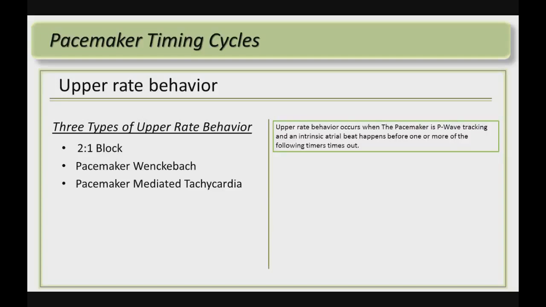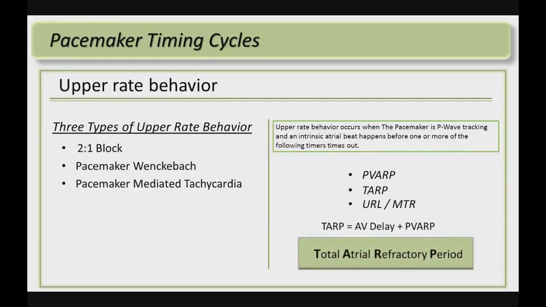Upper rate behavior occurs when the pacemaker is P-wave tracking and an intrinsic atrial beat happens before one or more of the following timers times out: the P-VARP, the TARP, or the upper rate limit or maximum track rate. We haven't talked about TARP yet, but it's a pretty simple timer to understand. It's really just the AV delay plus the P-VARP, which stands for our total atrial refractory period.